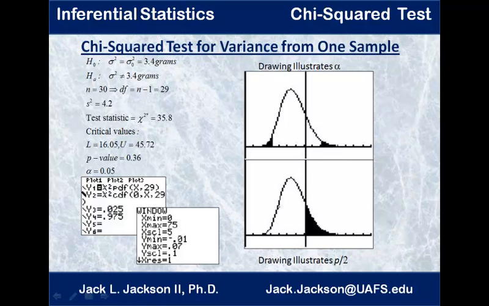If I really wanted to complete the picture, I could do some kind of inverse thing here and find an x value that gave me an area to the left of p over 2, so the total area here would be p. But this is half of p, and this is half of alpha, so I can compare half of p to half of alpha, and of course it's bigger, so we don't reject.